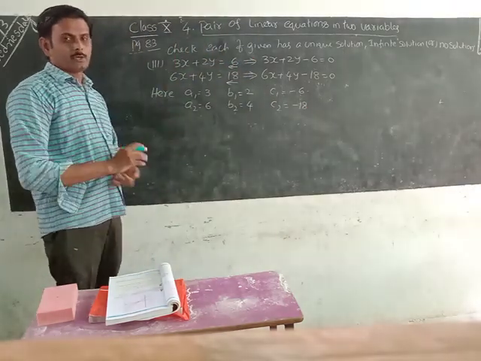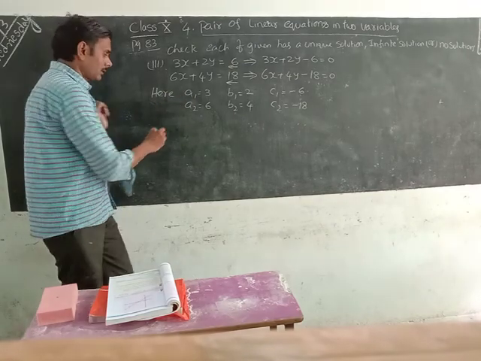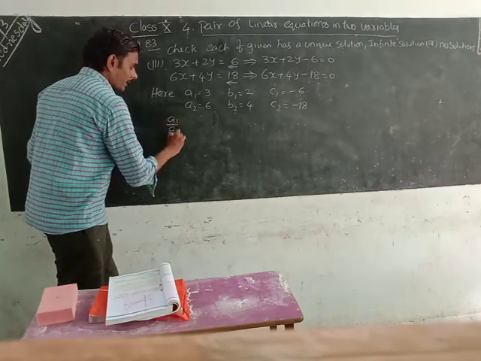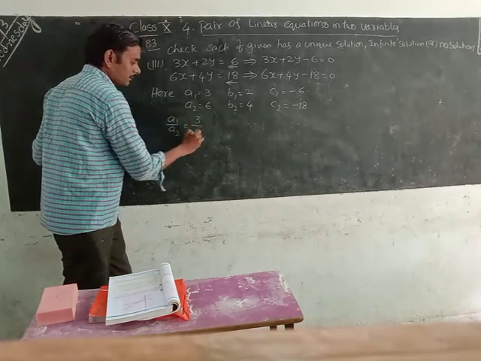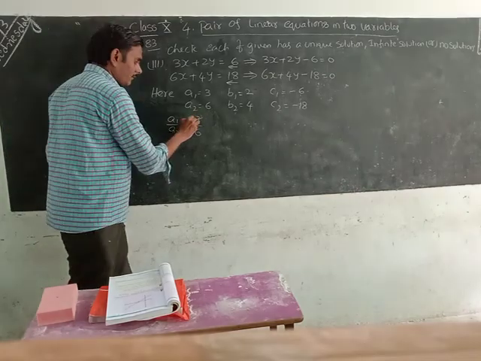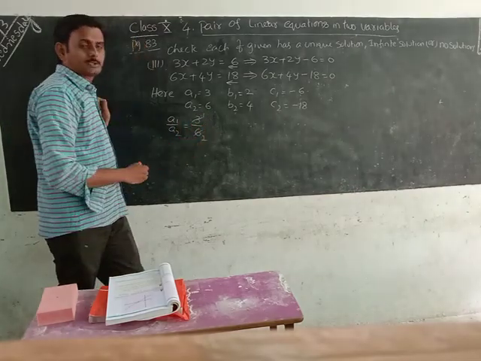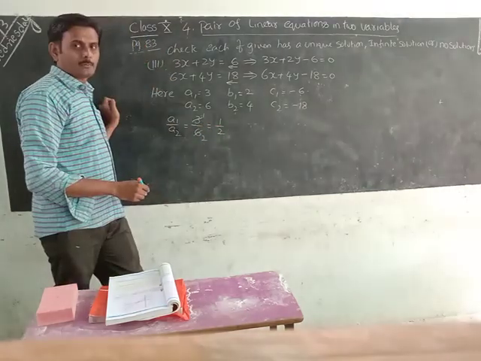Now we can write ratios of each similar coefficients. That means A1 by A2 equal to, A1 value 3, A2 value 6. Is there any cancellation possible? We can cancel: 3 ones are 3, 3 twos are 6. That equals 1 by 2.